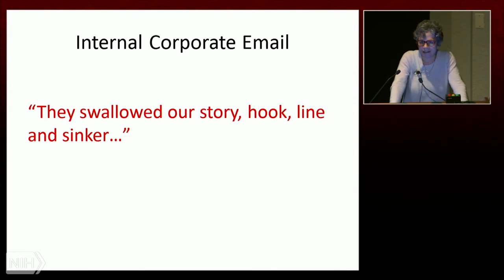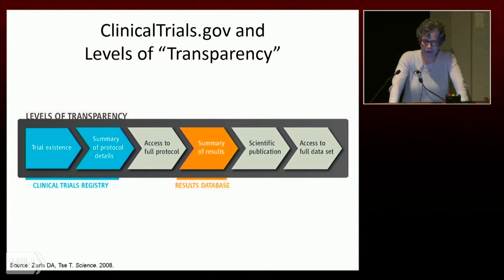And by they, I take that to mean all of us, the entire medical community, because it wasn't just the editor and peer reviewers at JAMA, it was all of the physicians who prescribed celecoxib, and basically they pulled one over on us. So when you think of levels of transparency, it goes all the way from the left side of this diagram, public knowledge that the trial exists, all the way to the right side, which is now under discussion, access to the full data set. For ClinicalTrials.gov, we talk about the blue parts, which is trial existence and the summary of the protocol details, and the orange part, the summary of results.